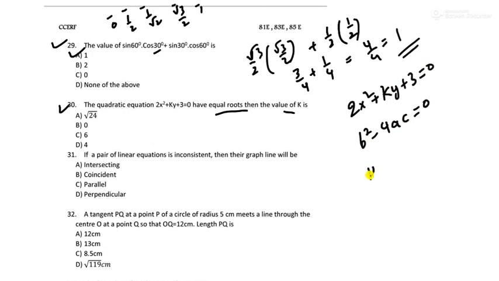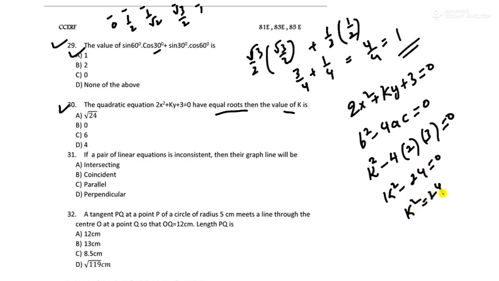For this, if you substitute, b is k, minus 4 into a, which is 2, and c is 3, which is equal to 0. So k square minus 4 into 2 into 3, which is 24, is equal to 0. So k square is 24. So k is root of 24. So the answer is A, that is root 24. Okay, this is also a very easy question. Next, moving to the next question.